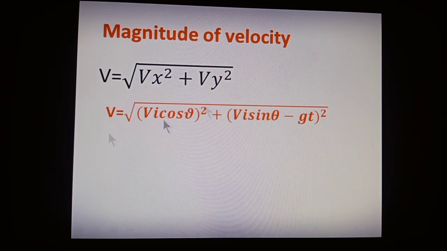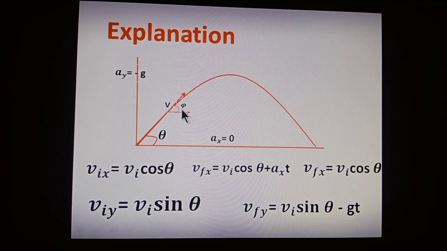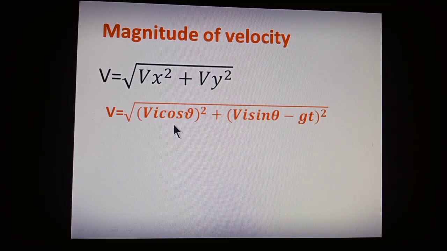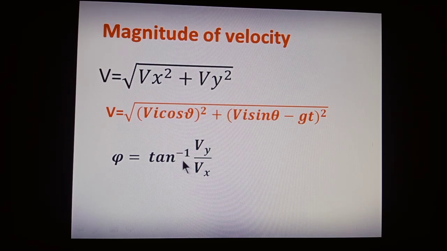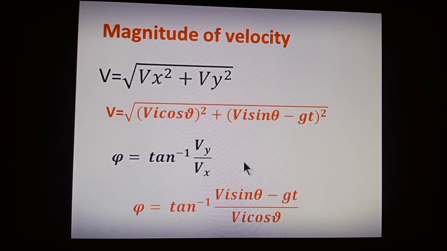Now, what will be the direction? As I told you, if phi is the angle that velocity is making, then we use this equation. Phi equals to tangent inverse vy by vx, putting the value of vy and vx. Here is the equation that gives us the direction of velocity at any time. That is, phi equals to tangent inverse of (vi sin theta minus gt) over (vi cos theta). It is the equation that we use to find the direction of velocity during the motion of projectile.